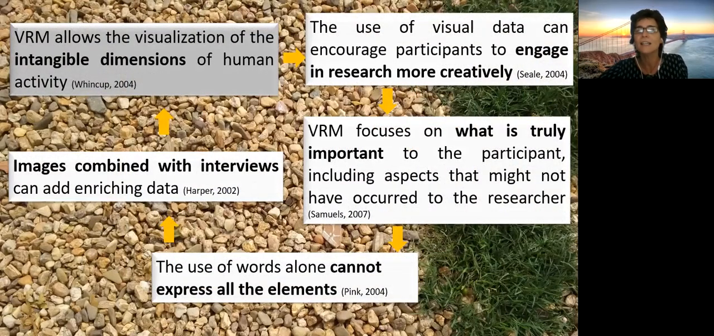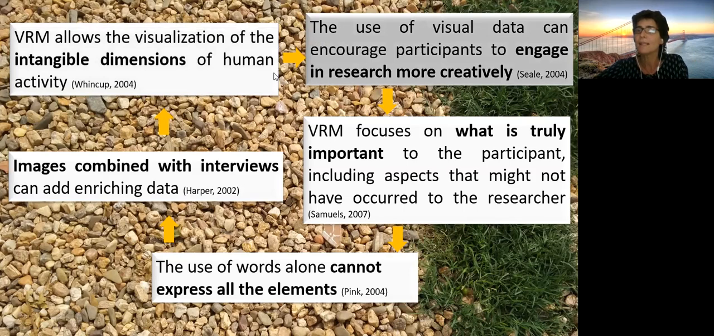The next slide is about this idea of the visual research method. So the visual allows the visualization of intangible dimensions. When we are using photos, sometimes it's a way of extracting information from the participant, and sometimes very intangible information because it's about feelings. Or for instance, in my field, tourism, visitor-employed photography is another method. We ask the tourists to take some photos, and then we try to analyze their photos. So this is very interesting.